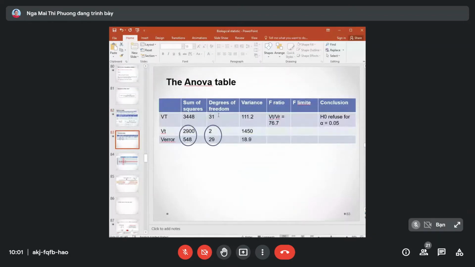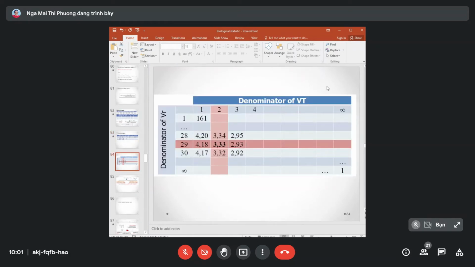Okay, so you have the table here. You have the F ratios, equal 76.7. So how to calculate the F limit? You have to check the F table. Let me check again the F table. Okay, I will show you the F table.